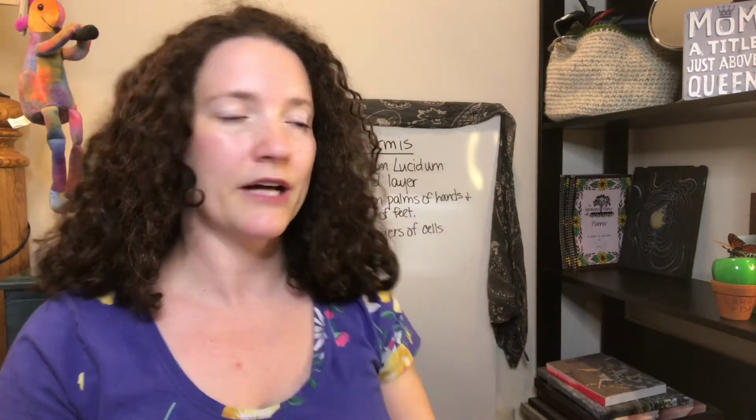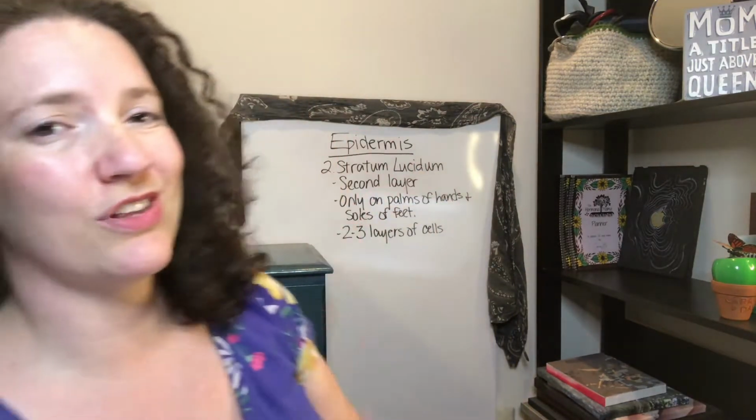It's part of the area where you have thicker skin. It's only 2 to 3 layers of cells, like I said. They're flattened cells, just like the stratum corneum. So again, these cells don't have a nucleus. They don't have any organelles. There's no meat to it, if you will. And that, again, sits just below the stratum corneum.